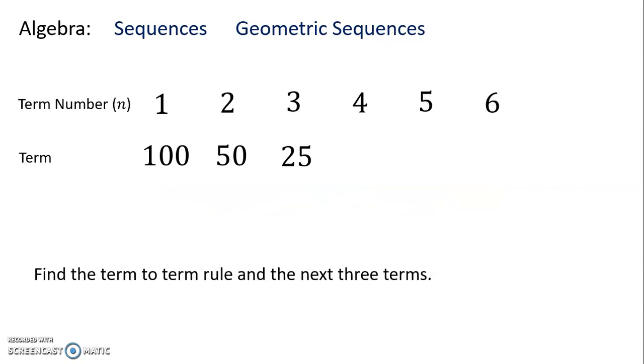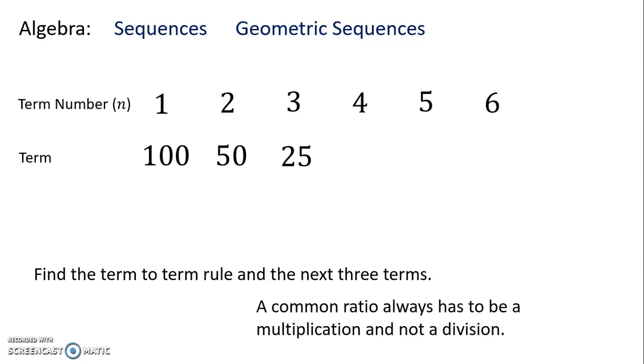Okay, so can you pause the video and for this example, find the term-to-term rule and the next 3 terms? Okay, so you might have decided here again that the terms are halving every time, which as a term-to-term rule is fine. But a common ratio always has to be a multiplication and not a division. So if you're asked for the term-to-term rule, you can say divide by 2. But if you're asked for a common ratio, it should be a multiply.